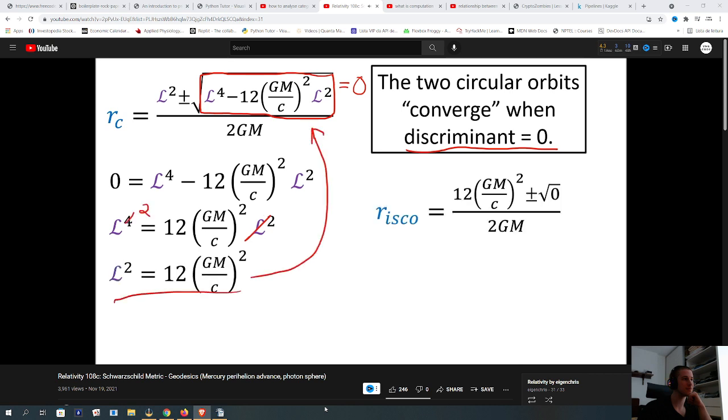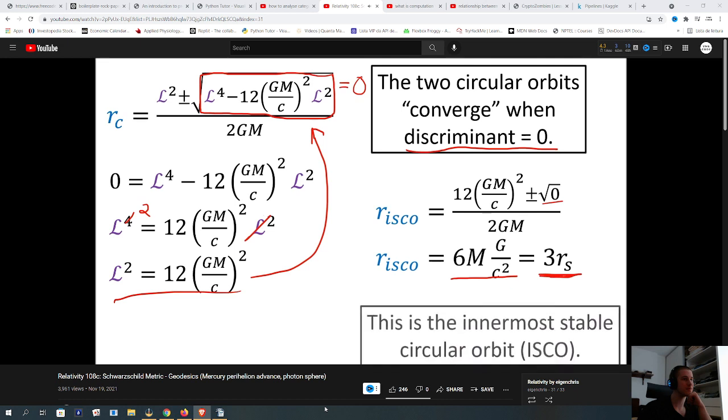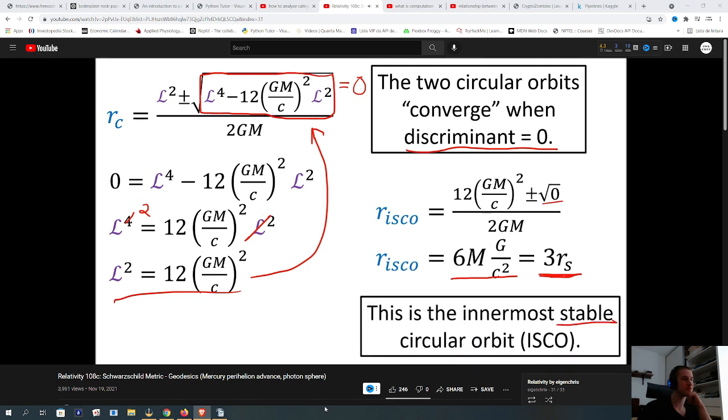Plugging this back in for curly L squared, and knowing the discriminant is 0, we get a critical radius of 6 masses times a physical constant, which is also equal to 3 Schwarzschild radii. This is the smallest possible stable orbit in general relativity. This distance is also called the innermost stable circular orbit, or ISCO.